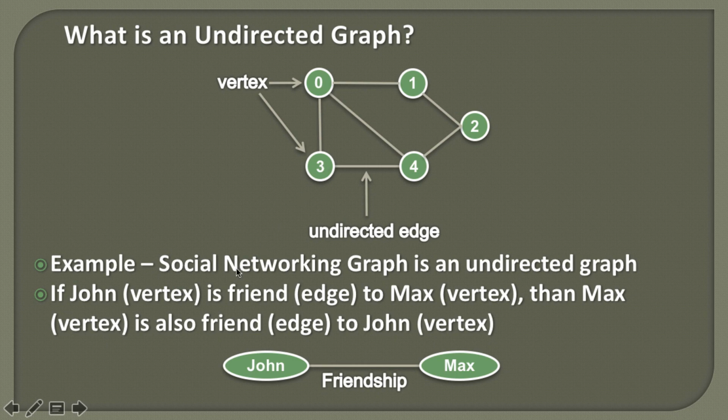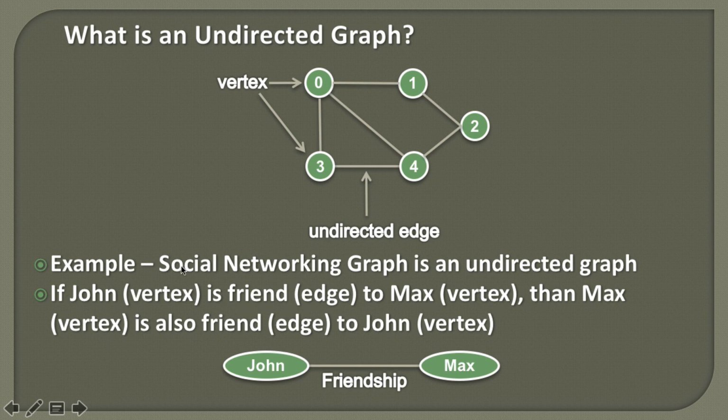If we take an example, then the social networking graph, which we discussed in our previous tutorial, is nothing but an undirected graph. Let's suppose in a social networking graph there is a set of vertices which is nothing but the names of people. Suppose John is a friend to Max. Here John and Max are the vertices of the graph, and the friendship between them is the edge of the graph.